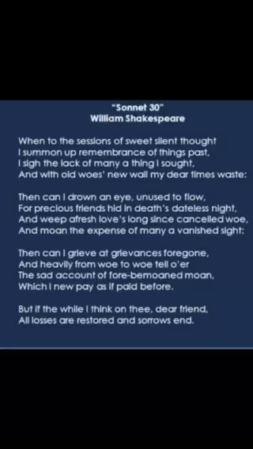If you look at its content, the speaker of the sonnet is regretting all the losses and sorrows and disappointments of his life, and he complains about all the pains that are renewed whenever he recalls them again. But in the final 2 lines, in the couplet, the speaker finds the remedy for all his pains and griefs when he says that all losses are restored and sorrows end when he thinks about his dear friend.